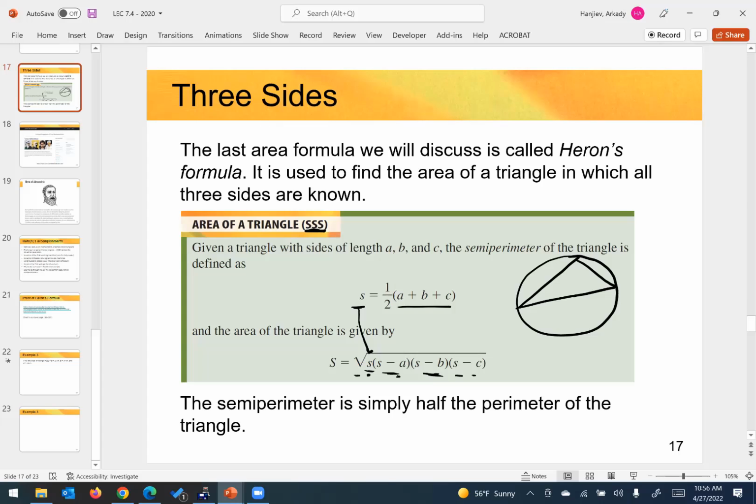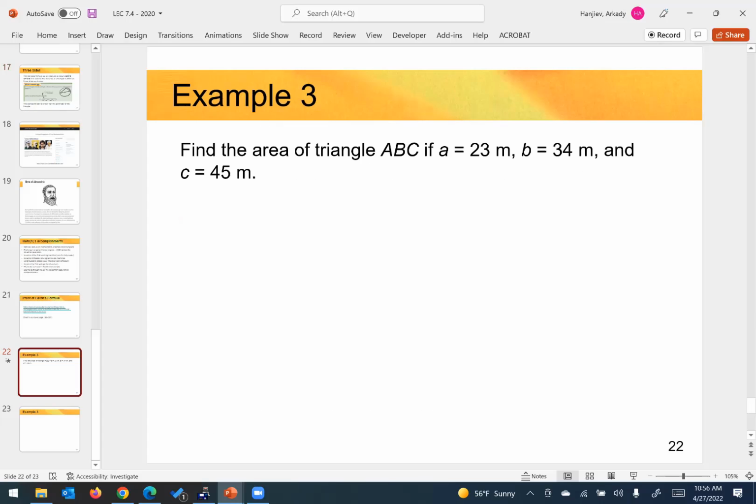So let's go for it, guys. 4 minutes. Find the area of this triangle. A is 23, B is 34, and C is 45. So let's go with S first. S is half of the sum, and give me that value, please, when you have it here. So half of all the additions.